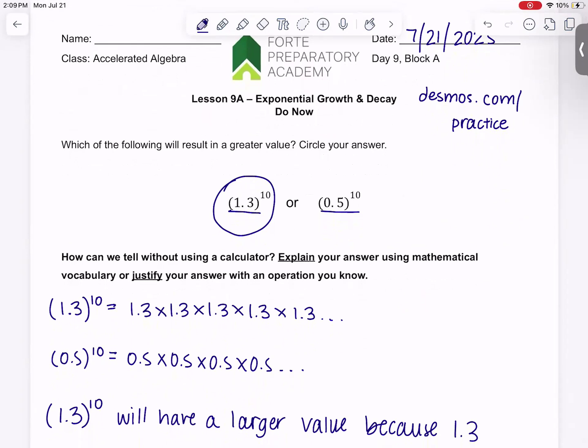Okay? So for the do now, which of the following will have a greater value, and how can we tell without using a calculator? 1.3 to the power of 10 or 0.5 to the power of 10? 1.3 to the power of 10 should be bigger when written in standard form, so circle it, because 1.3 to the power of 10 is 1.3 multiplied by itself 10 times. 0.5 to the power of 10 would be 0.5 multiplied by itself 10 times.